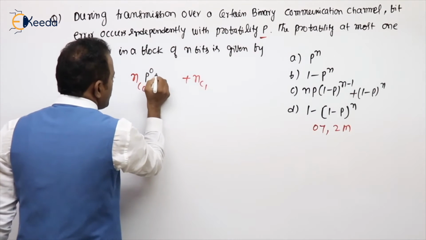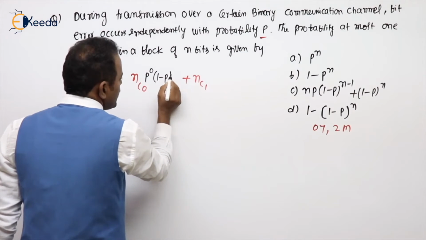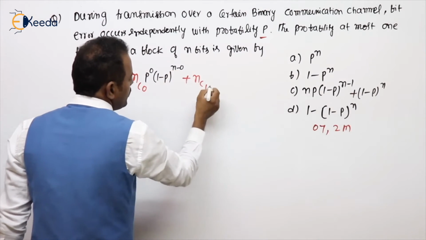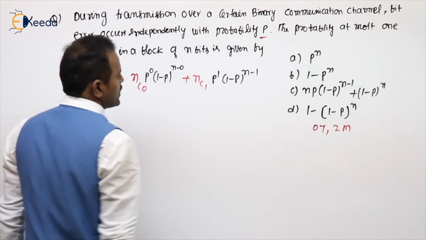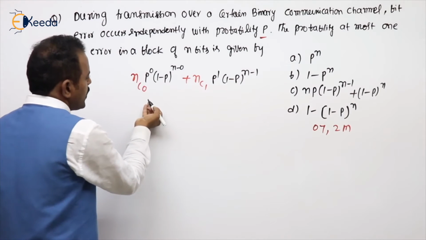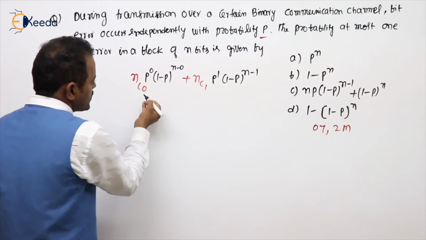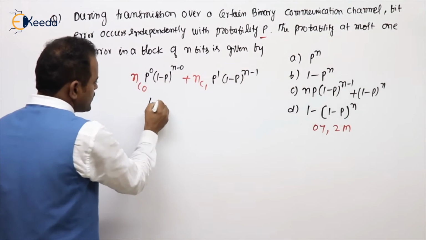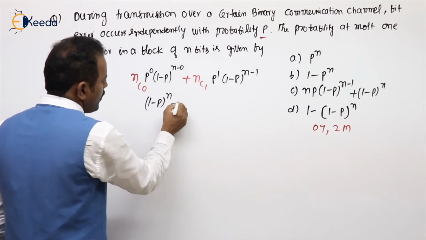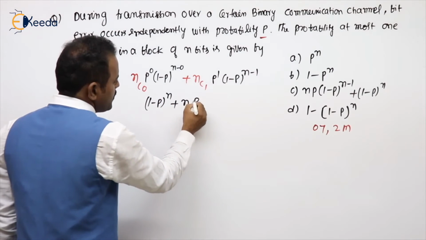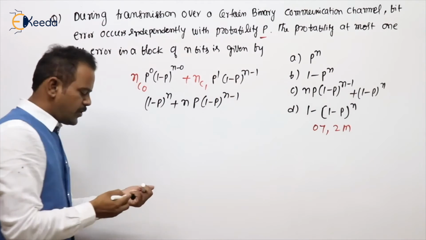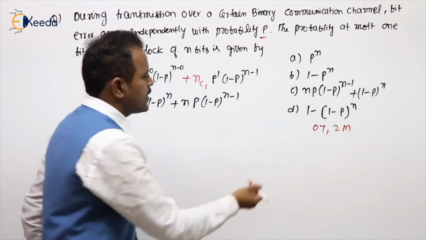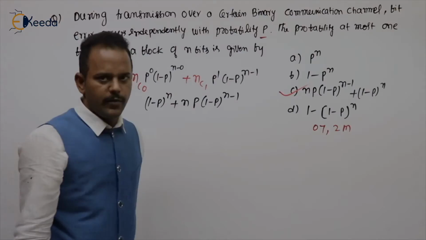So p power 0, remaining is (1 minus p) whole power n minus 0. This is p power 1, (1 minus p) whole power n minus 1. Then nC0 is 1, so p power 0 is 1. So this is (1 minus p) whole power n plus nC1, which is n p (1 minus p) whole power n minus 1. Then you can see the options. Obviously, option C is the correct one.